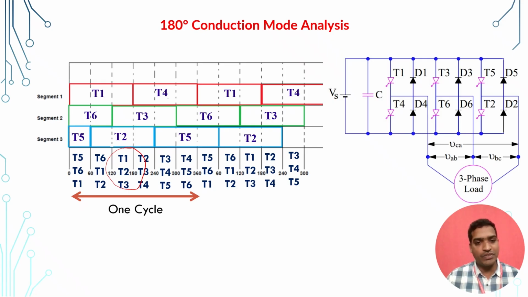Again it is coming to the first cycle, that is T5, T6, T1, where it was starting. So from this point onwards, this is the conduction times for one cycle. If you analyze one cycle, obviously the remaining cycles also repeat.